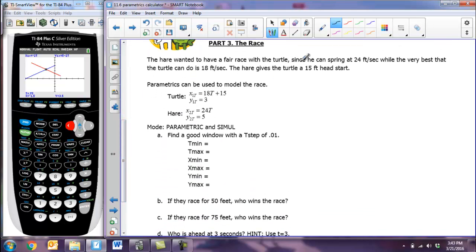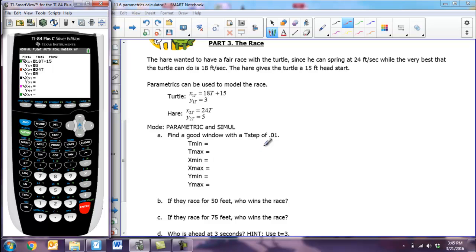So the hare's having a fair race with the turtle since he can sprint, not spring, at 24 feet per second, while the very best that the turtle can do is 18 feet per second. The hare gives the turtle a 15-foot head start. Here's the parametric equation. So I'm going to go ahead and type these in.